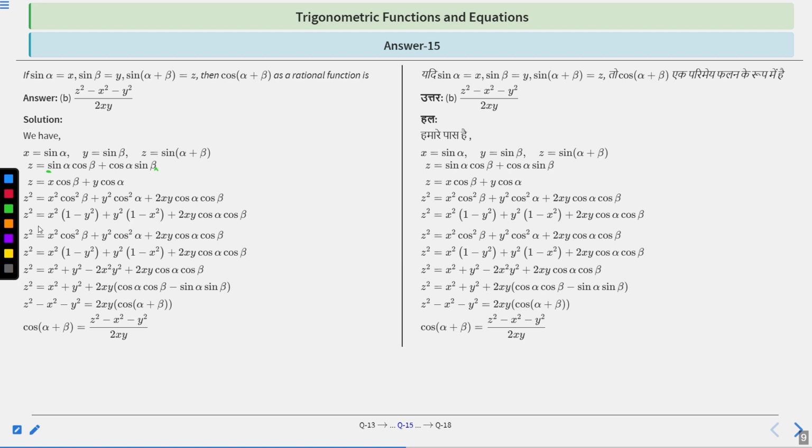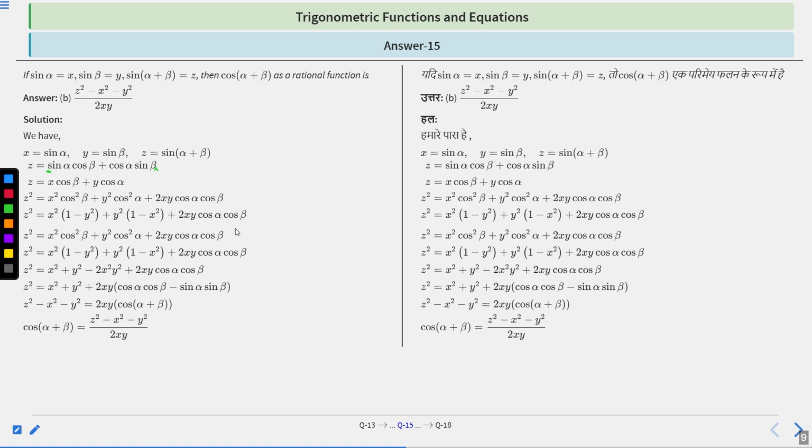Since sin beta is y, therefore, sin square beta is y square. Right. So cos square beta can be written as 1 minus sin square beta, which is 1 minus y square. Plus y square into cos square alpha, where sin alpha is x, therefore sin square alpha will be x square. Cos square alpha can be written as 1 minus sin square alpha, which is 1 minus x square, right? Therefore, y square into 1 minus x square plus 2xy into cos alpha into cos beta.